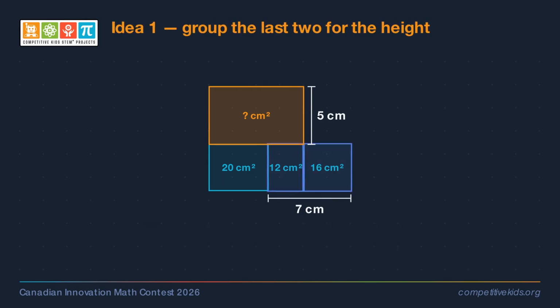Look at the last 2 bottom rectangles. They share their height with each other. Group them. Their areas add to 12 plus 16. That is 28. Their widths add to 7. So the shared height is 28 divided by 7. That equals 4 centimeters. That is the bottom row height.